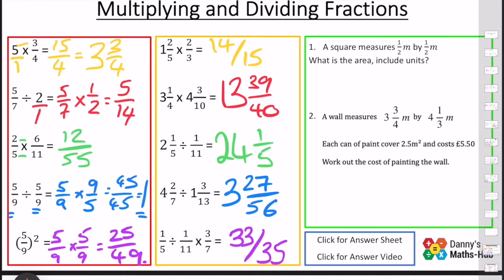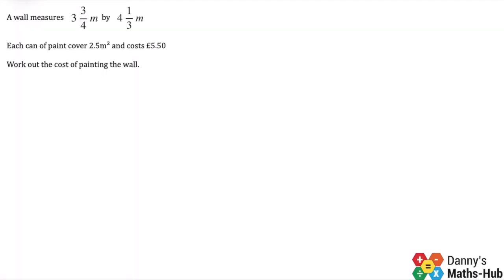A square measures a half by a half. What is the area? Well, remember, a square, all sides are equal, so the base is a half and the height is a half. 1 half times 1 half. 1 times 1 is 1. 2 times 2 is 4.